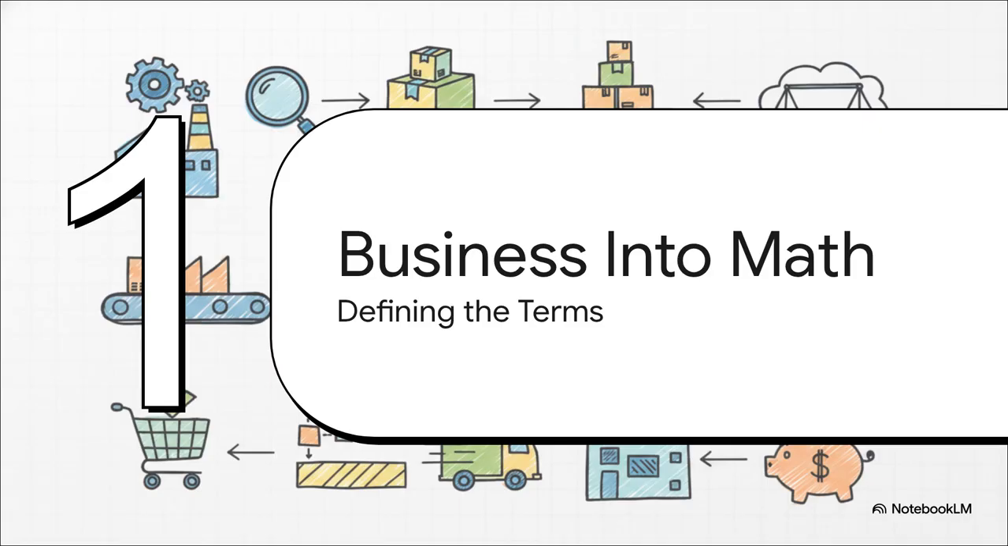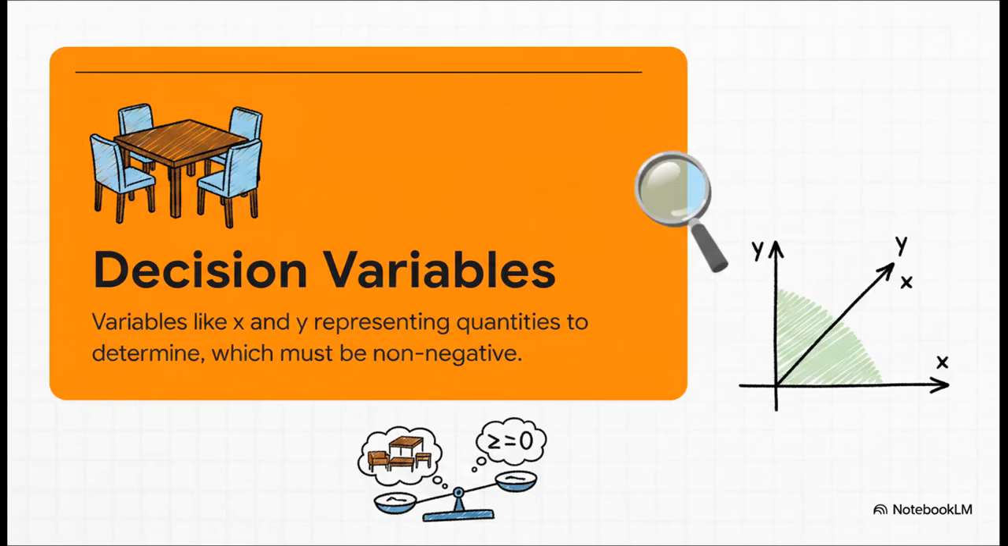Moving on to Section 2, translating business into math, defining the terms. What's really fascinating here is how we seamlessly translate physical objects into algebraic language. First up, we need our decision variables. Let's just use X for the number of tables and Y for the number of chairs. Now, here's a crucial reality check. You obviously can't buy -5 tables, right? So mathematically, X and Y must always be 0 or greater. We call these our non-negative constraints.